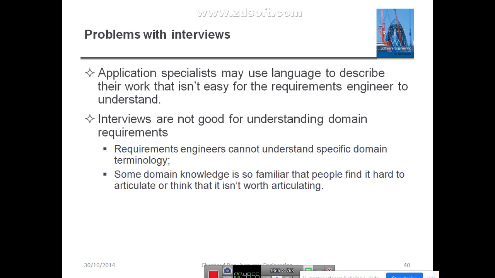And some domain knowledge is so familiar that people find it hard to articulate, or they think it is not worth articulating, right? These are the two things that will be taken into consideration. Because of that, the interviews are not good for understanding the domain requirement. The requirement engineer might not know the specific domain terminology, and he might have some knowledge about the domain, but he will think that it is hard to use for this particular system.